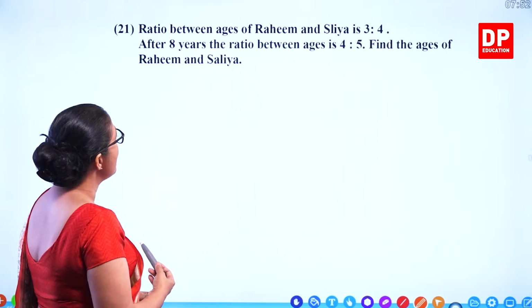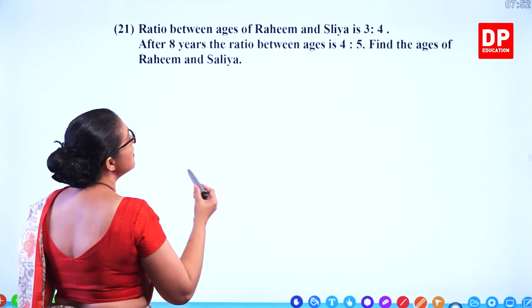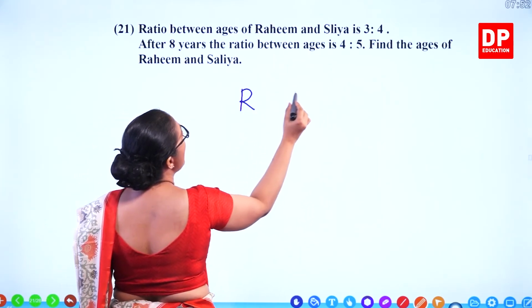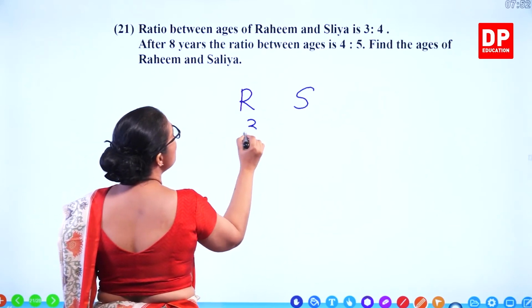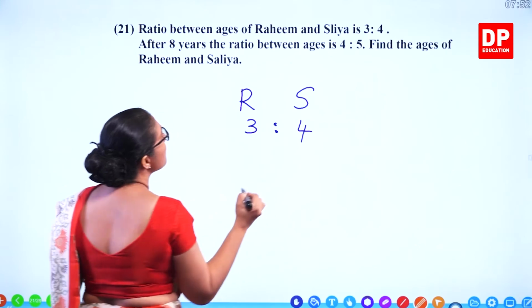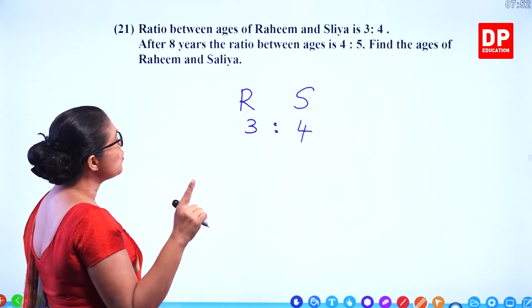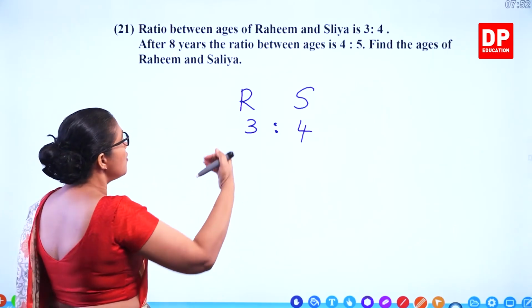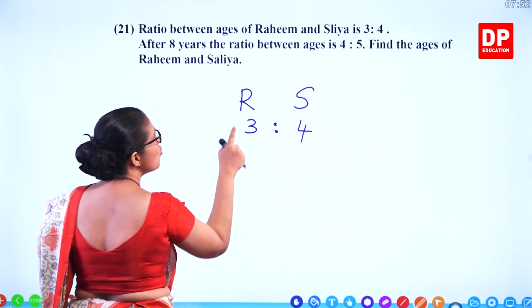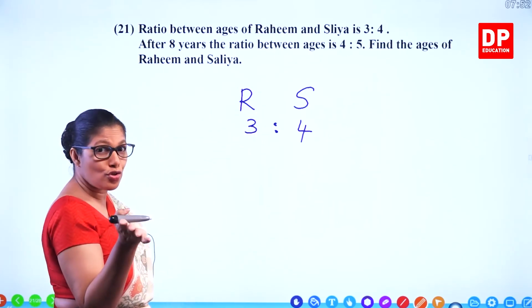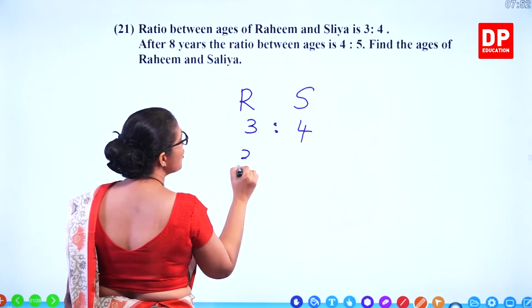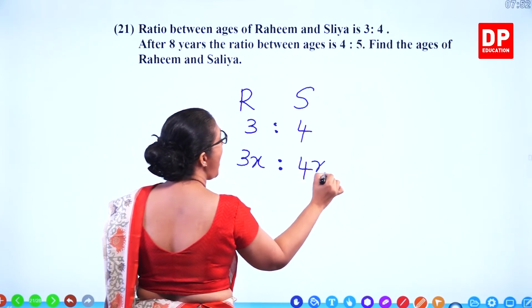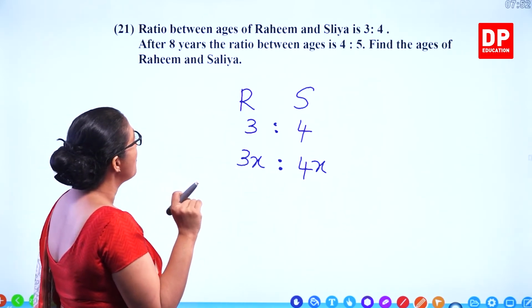Question number 21. Ratio between ages of Rahim and Salia is 3 to 4. After 8 years, the ratio between ages is 4 to 5. Find the ages of Rahim and Salia. Now here, this is just a ratio. We can put x for the actual value. 3x and 4x are the actual values now.